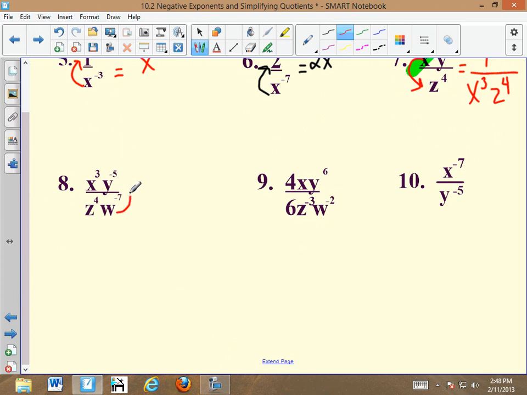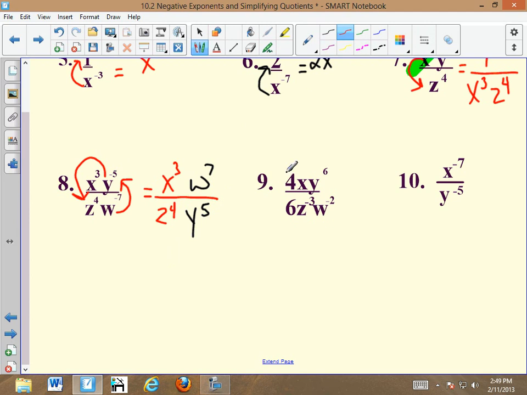Okay, y to the negative 7 needs to move up. I'm sorry, w to the negative 7 needs to move up. Y to the negative 5 needs to move down. So, x cubed stays up. Z to the 4th stays down. W to the 7th moved up. Y to the 5th moved down. Okay?